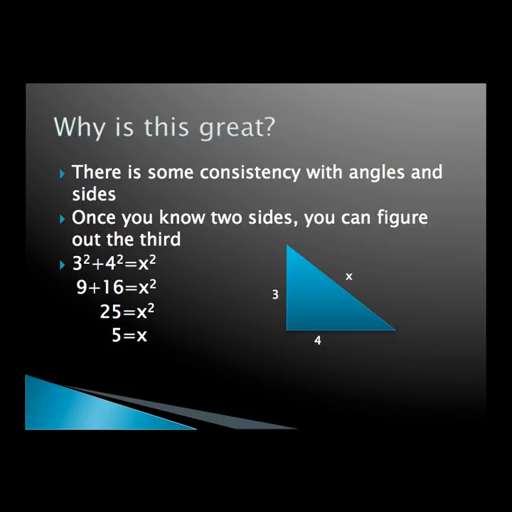But why is this so great? Well, there's some consistency with angles and sides. If you knew 3 and 4 were the measurements of the sides, and x was the measure of the hypotenuse, all you would need to do is square 3, square 4, add them together, and take the square root of 25, and you would get that x is equal to 5.